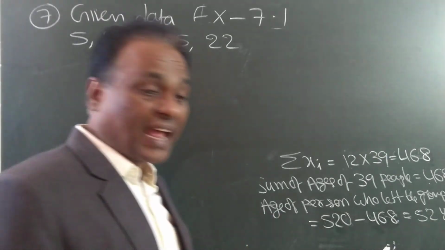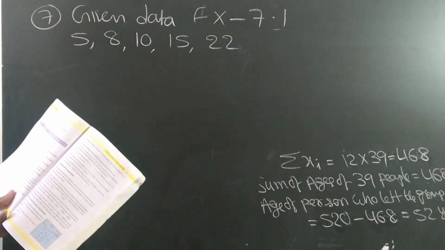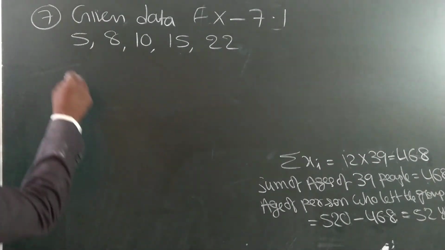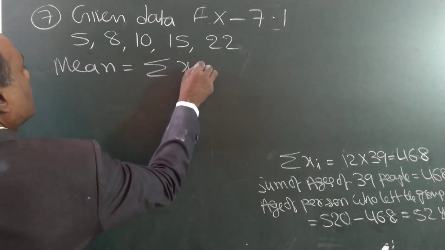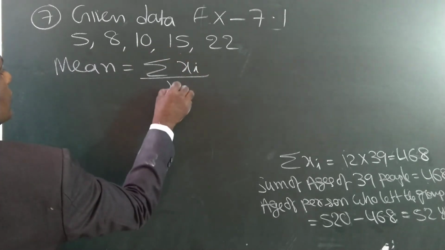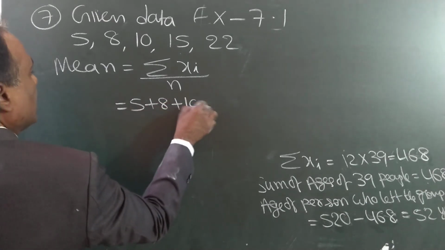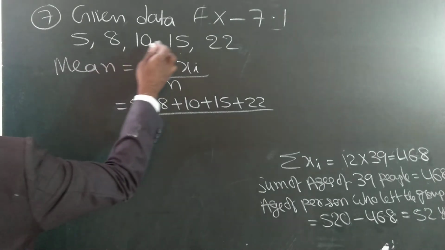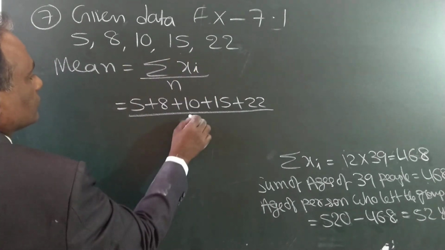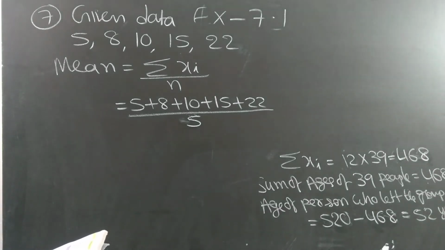Students, this data is given. Just see the question. Data is given and you first find the mean. After that I will explain the question. So 5, 8, 10, 15, 22 is given. You have to find the mean. What is the formula for mean? Sum of the observations by number of observations. Sum of the observations means 5 plus 8 plus 10 plus 15 plus 22 by how many? 1, 2, 3, 4, 5. Only 5.